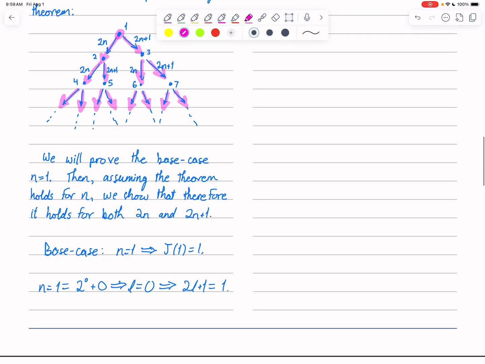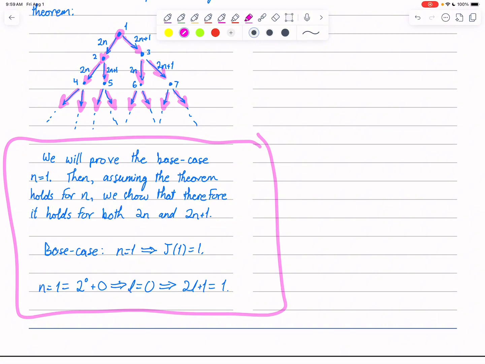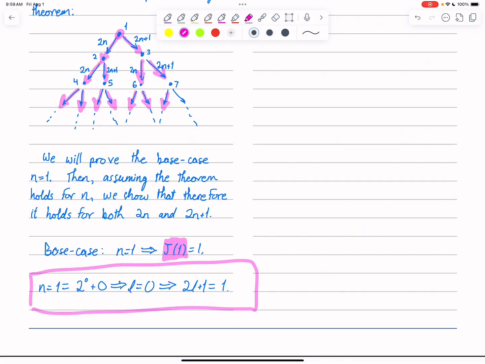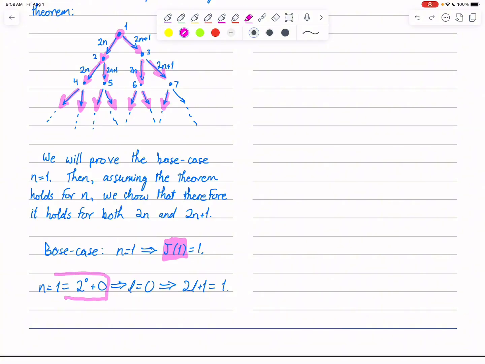Now, the proof of the base case is, as usual, pretty straightforward. So we're going to start from n equal to 1. We're trying to claim that J(n), in this particular case, that's J(1), and we compute that that's equal to 1. We're trying to prove that it's given by the same thing as this formula, 2L plus 1. Now, to compute 2L plus 1, we first have to find the largest power of 2 which is less than or equal to the given number.